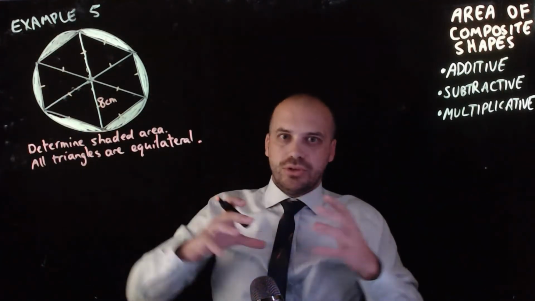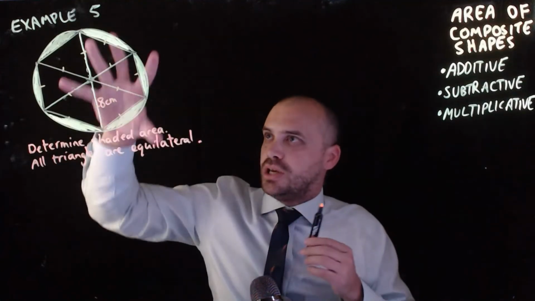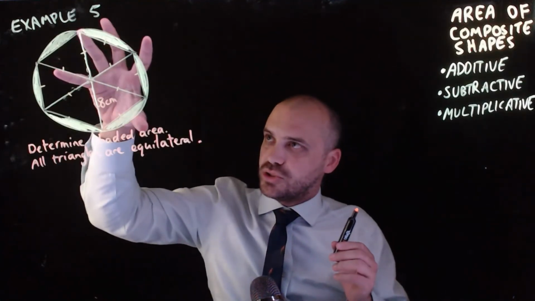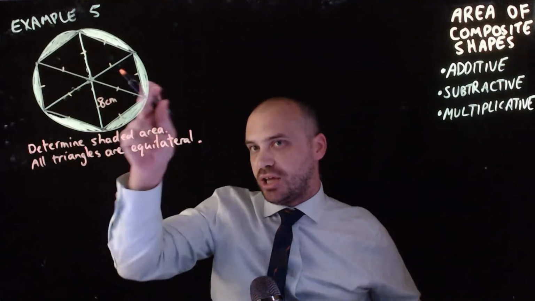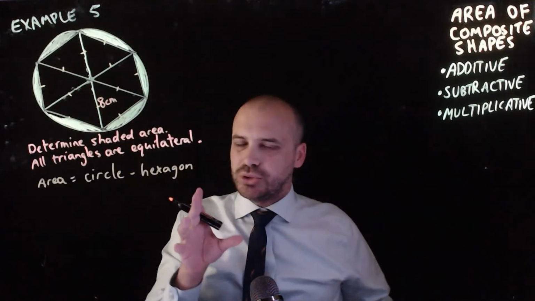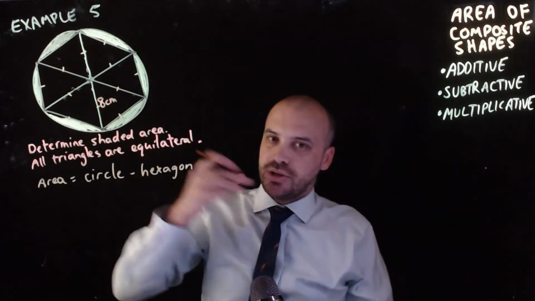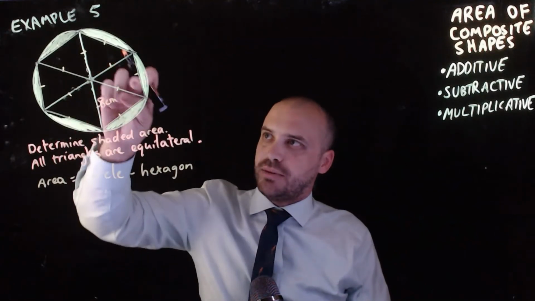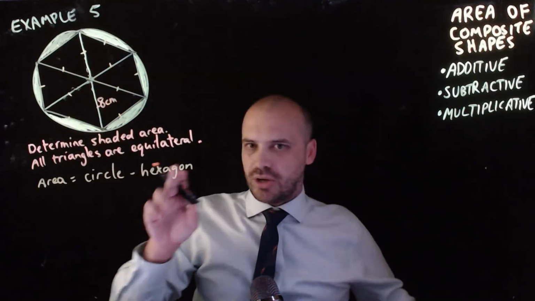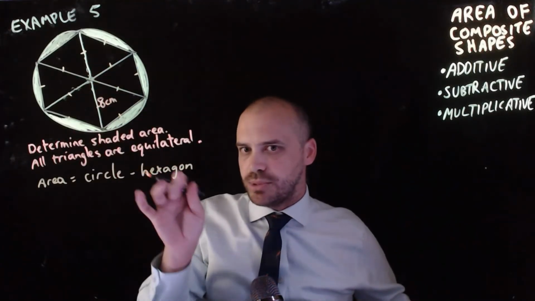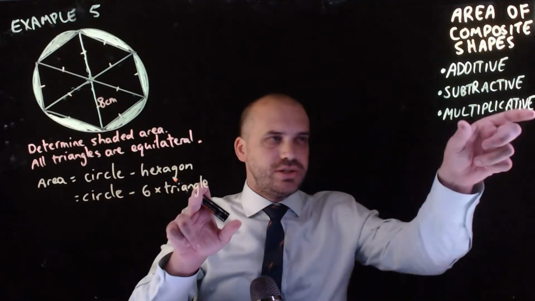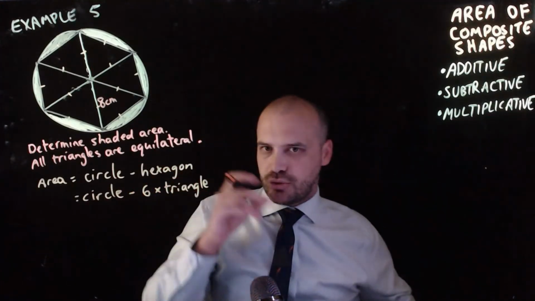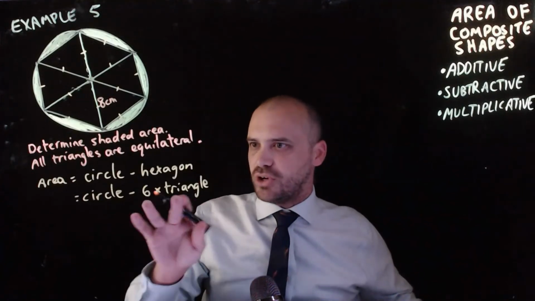Well, I think I'm going to use the subtractive method, because if I find the area of the whole circle and subtract the hexagon, then I'll know the shaded area. Now, of course, I'm not really sure how to find the area of a hexagon, but I can see that the hexagon is made up of 6 triangles. So I'm going to amend my formula. So now we have circle minus 6 of the triangles. And you can see our multiplicative method creeping in here. So now I just need to find those areas.